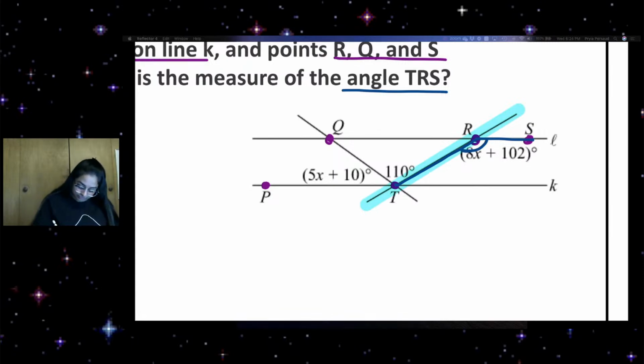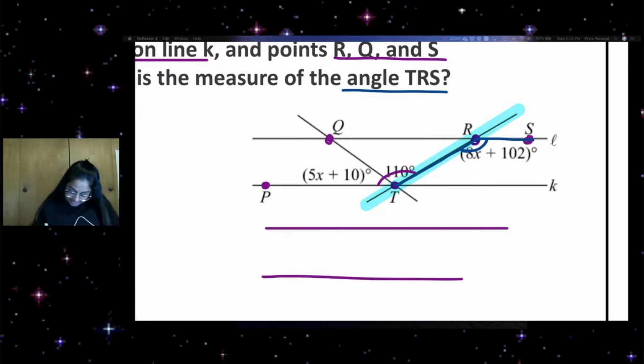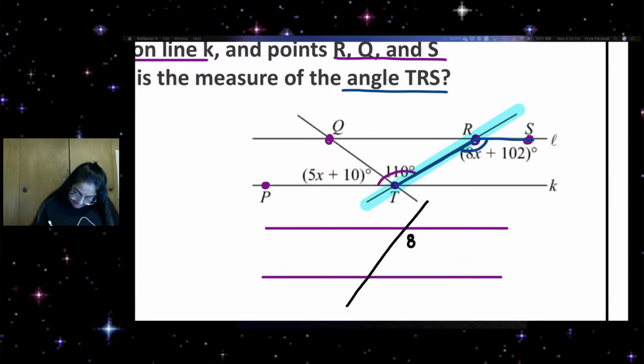I drew a little bit too far. Hold on. Here. Why is it there? Because let's redraw it. Here's my first parallel line. Here's my second parallel line. Here's my cut line. I'll do my cut line in a different color. Here is 8x plus 102.